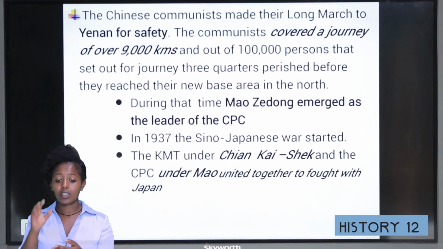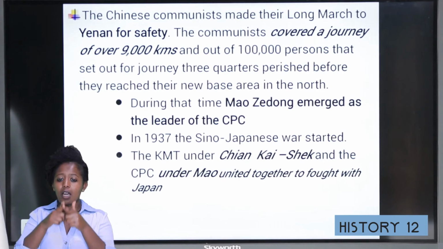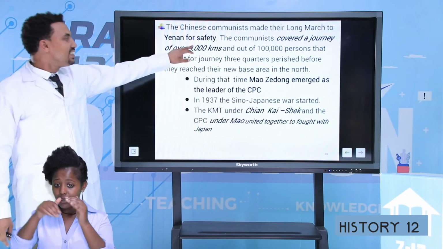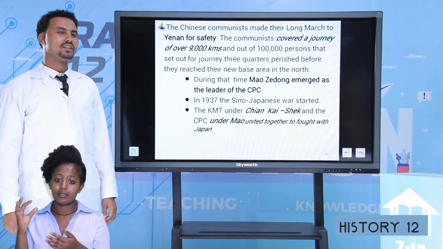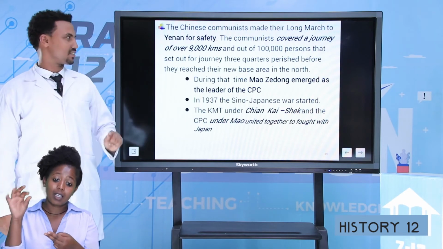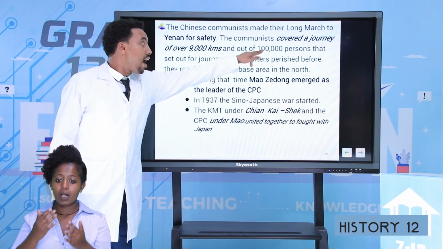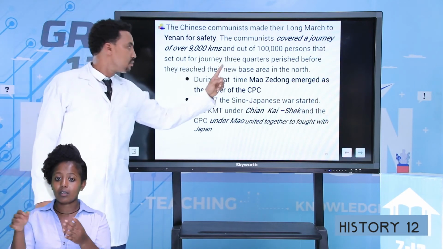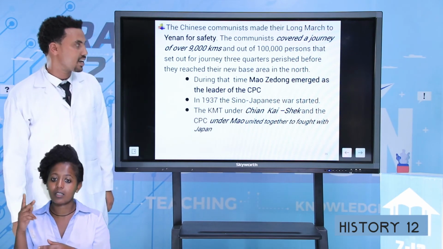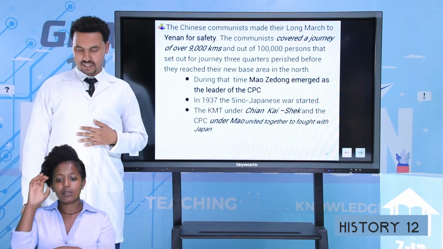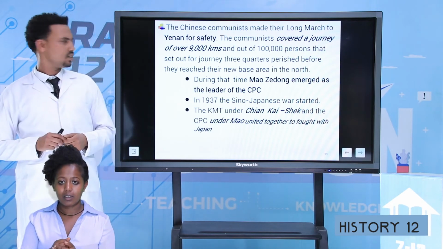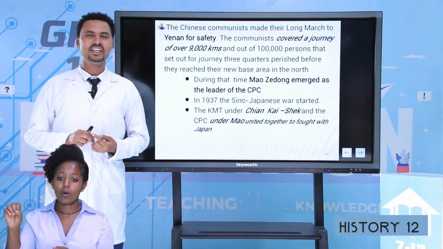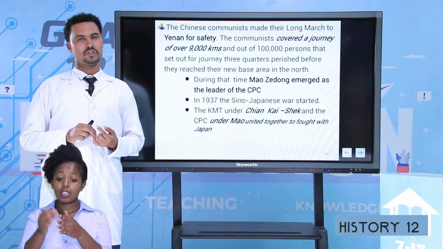Then the Chinese Communists made a long march. Mind you, the long march covered 9,000 kilometers. Out of 100,000 persons that set out on the journey, three quarters perished before they reached the new base area in the northern part of China. During the journey, Mao Zedong emerged as the leader of the Communist Party of China.